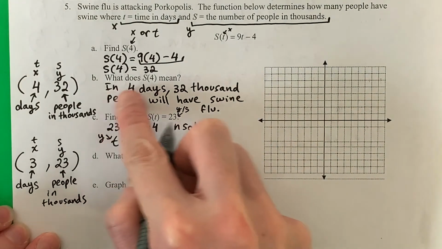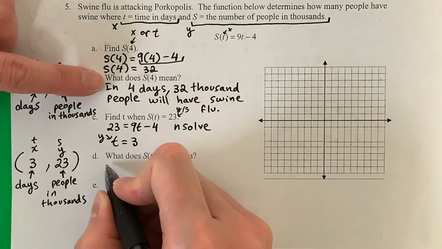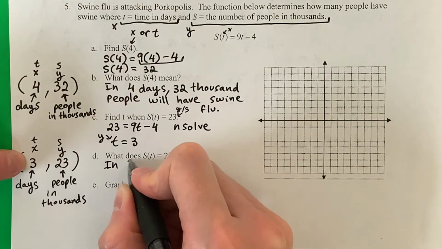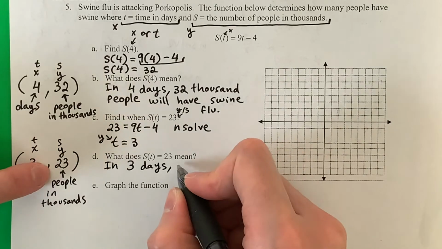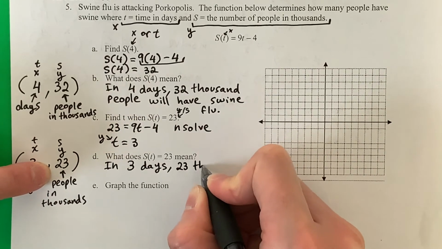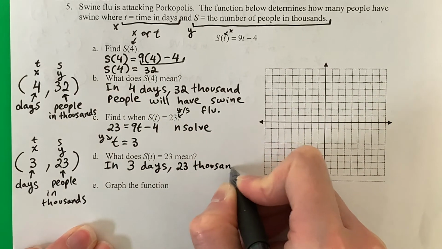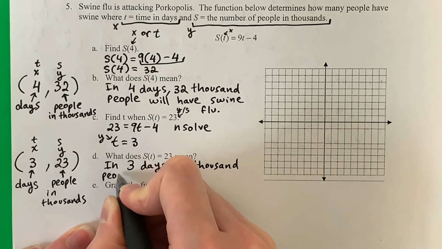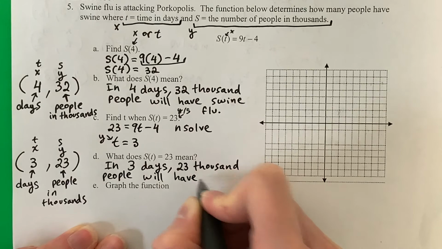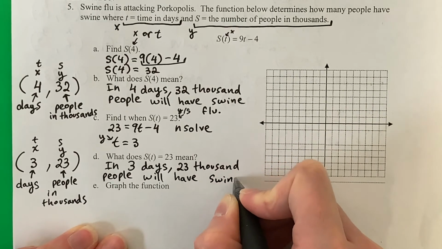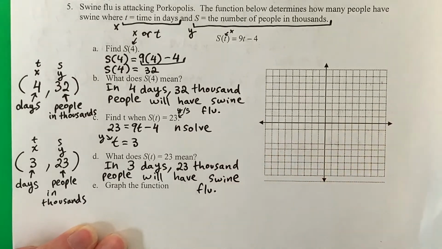So I'm going to write my sentence in the same format here. So in, this time it's 3 days, comma, how many people? 23,000 people will have swine flu.